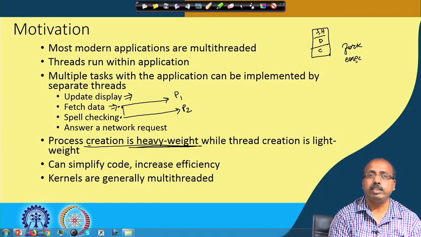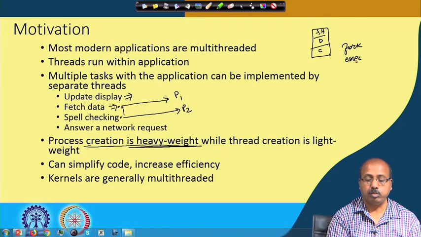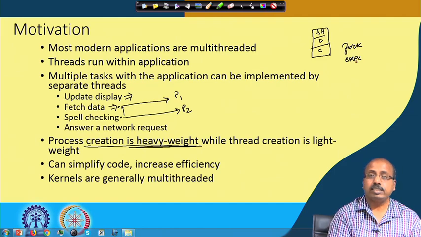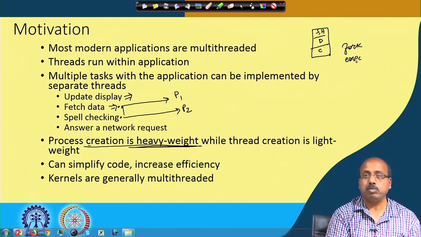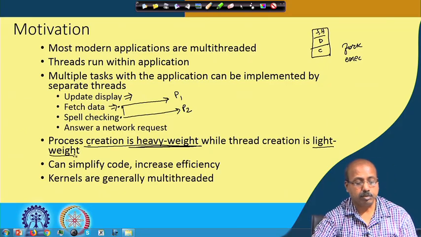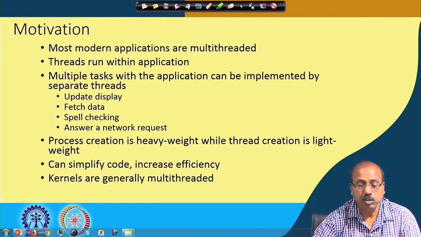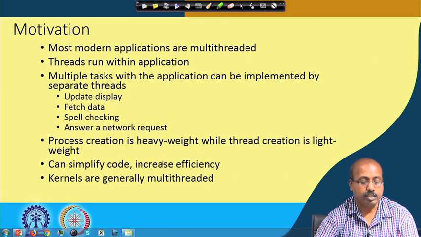The difficulty with being heavy is that if you want to switch between processes, it becomes time consuming. So, the overall throughput of the system will be low. On the other hand, threads are defined in such a fashion that you do not have much work to do to create a new thread. This is called lightweight. So, thread creation is lightweight, and we will see how it is lightweight. It can also simplify code and thus increase efficiency.